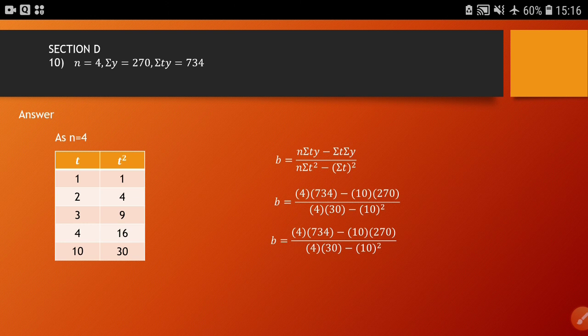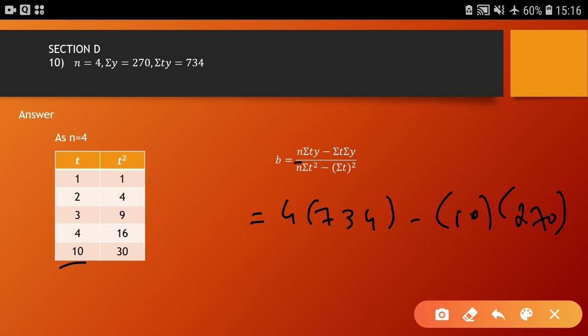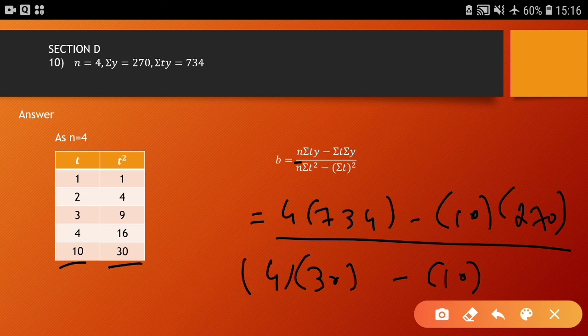Now you can see the things. N is 4. Sigma ty is 734. Sigma t is the total of t. Sigma y is given in the question, upon n sigma t square is here, minus sigma t whole square.